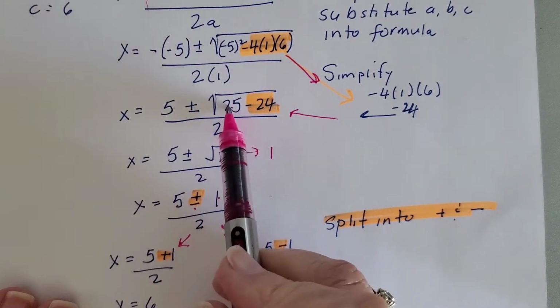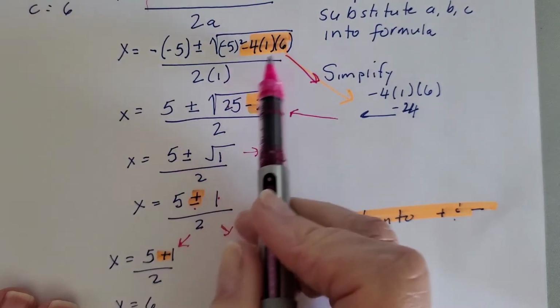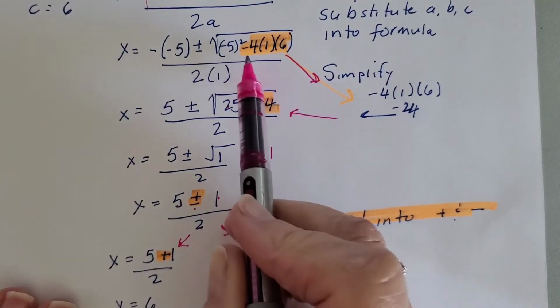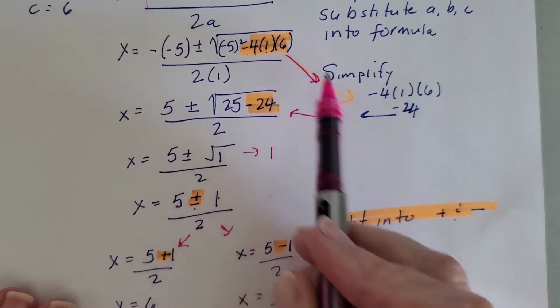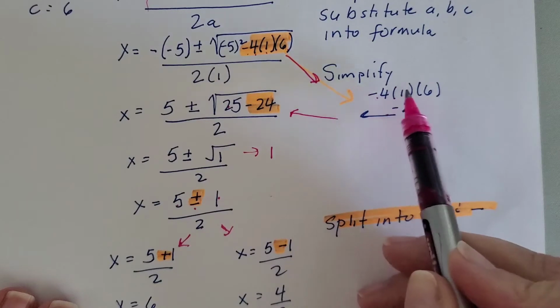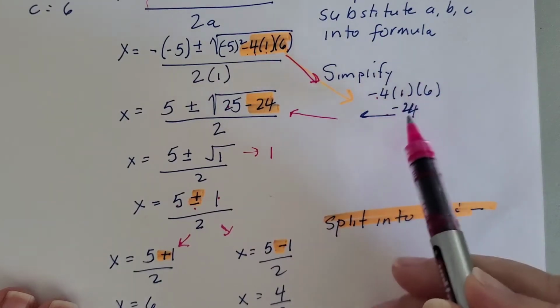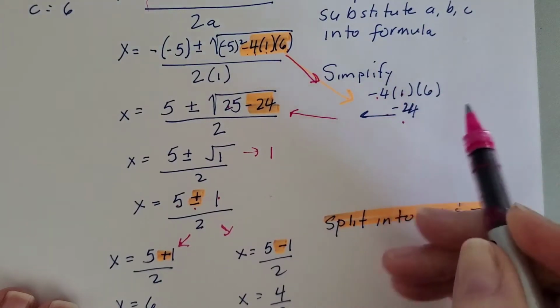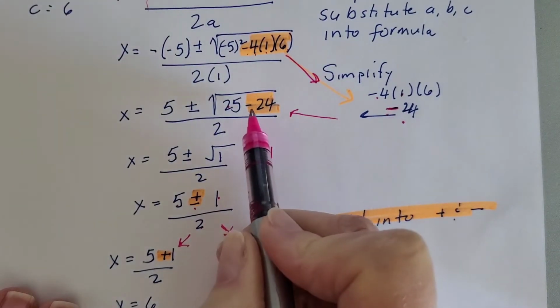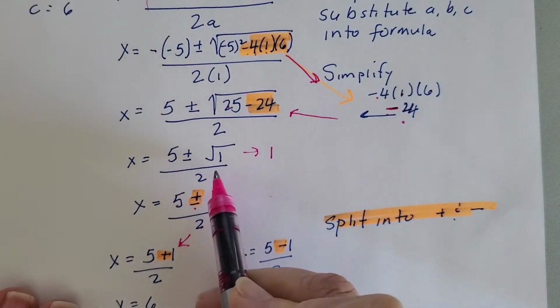-5 squared is 25. This part I highlighted here is really the trouble spot. So let's take that little -4 times 1 times 6 off to the side, and let's simplify it. -4 times 1 is -4, times 6 is -24, and we'll bring back the -24. Don't forget the negative in the problem, right?